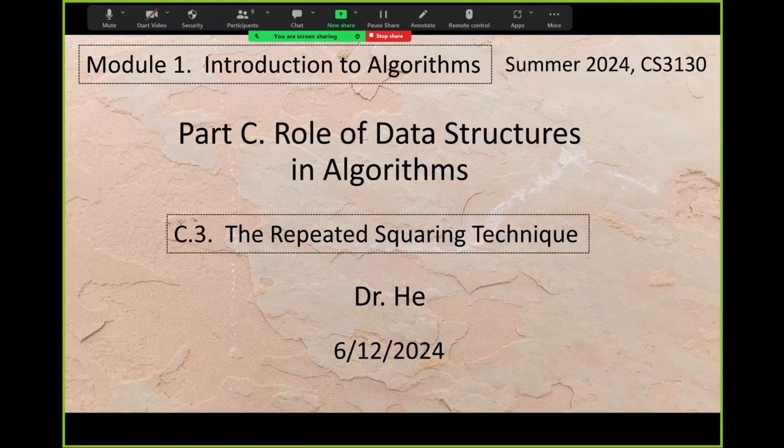The repeated squaring technique. I showed you a simple example last time. And here, at this point, I need to prepare you for our first programming project. This part included repeated squaring, repeated cubing, related to our first programming project. Other than Horner's rule, we just learned Horner's rule last time, so we need to learn two more improvement techniques here.